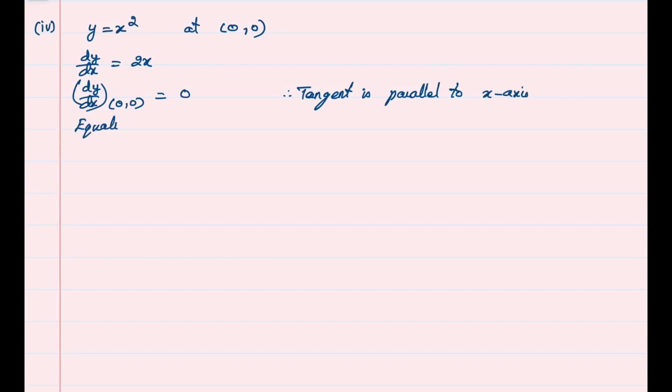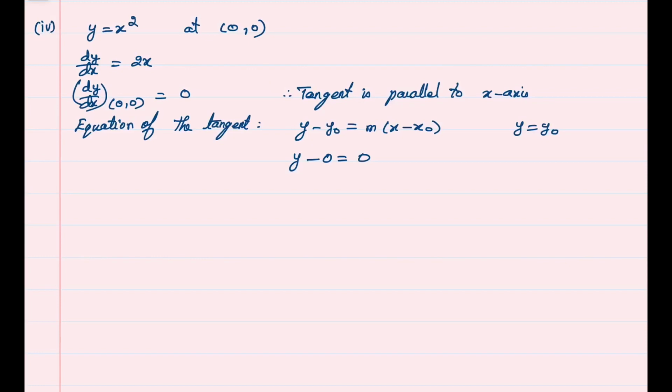And equation of the tangent is y minus y0 equal to m times x minus x0, or directly we may write the equation as y equal to y0 because the tangent is parallel to x-axis. It will be of the form y equal to y0. y minus 0, m is 0. Therefore, the answer is y equal to 0. That is x-axis itself. So, normal will be the y-axis because the point of contact is the origin. Through the origin, you have to draw a line perpendicular to x-axis, means it is going to be the y-axis.